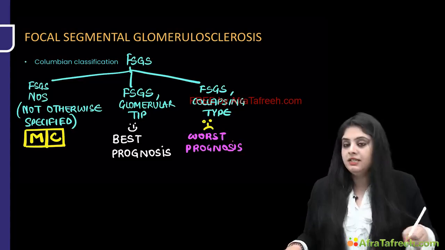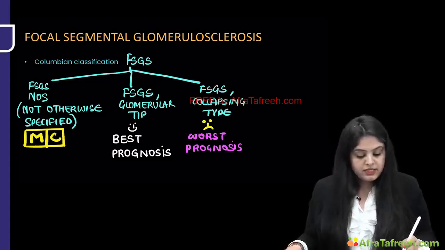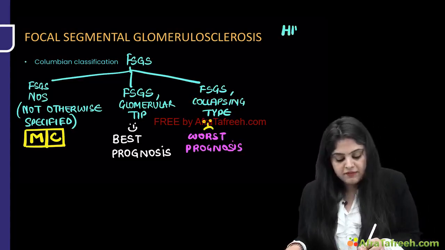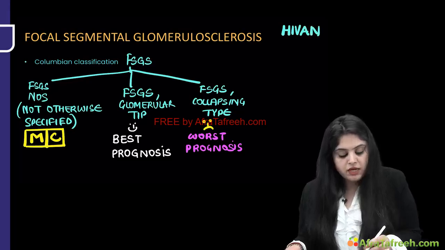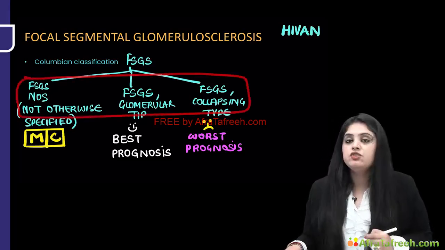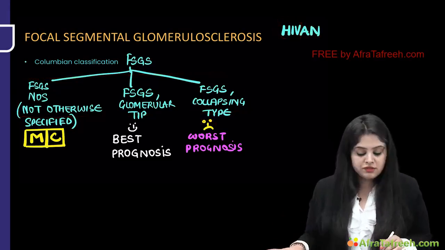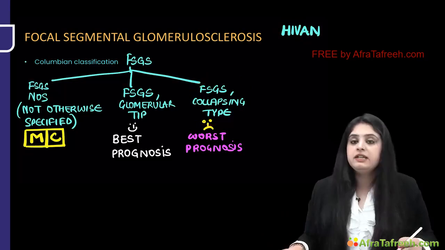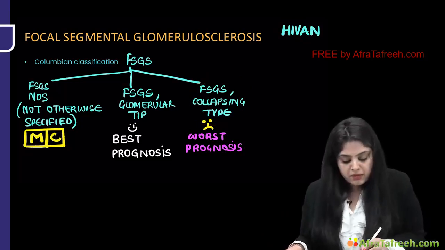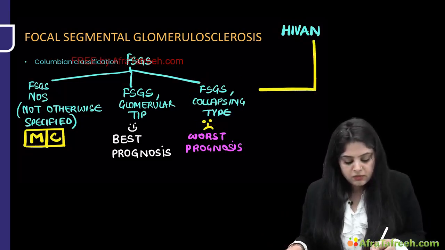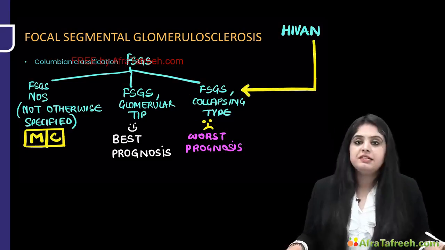So now I'll ask you an indirect question. What if you are dealing with a case of HIVAN? Which type are you going to mark out of these? HIV is a very bad disease, a bad prognosis disease. So the kind of FSGS you would link it with is the bad one. So remember, HIVAN is associated with FSGS collapsing type.